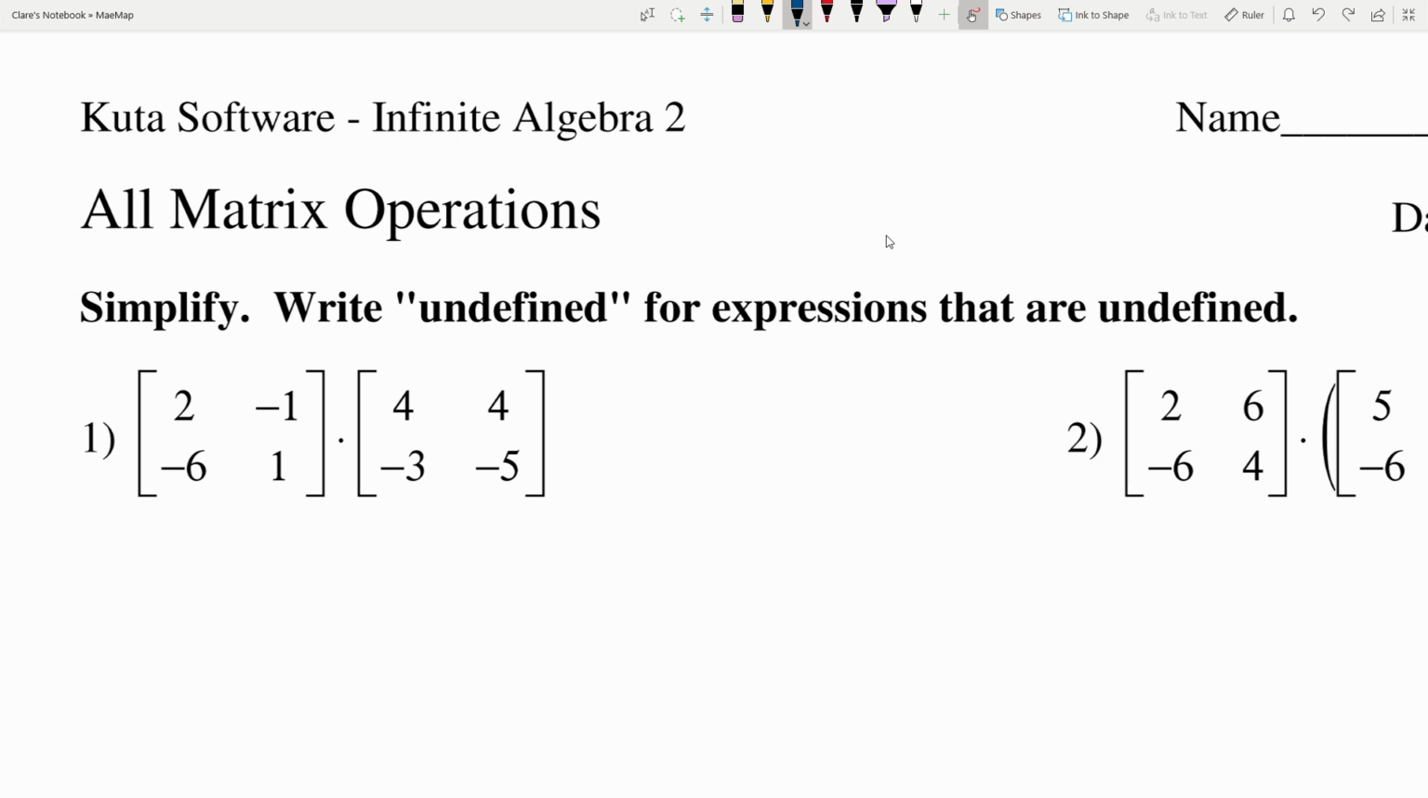If you're confused on any of that, go to a previous worksheet where I take multiplying matrices and go more in depth with that, and then an even earlier worksheet where I go over adding, subtracting, and scaling. But if you feel comfortable with each of those, let's jump into number 1 for some good practice.